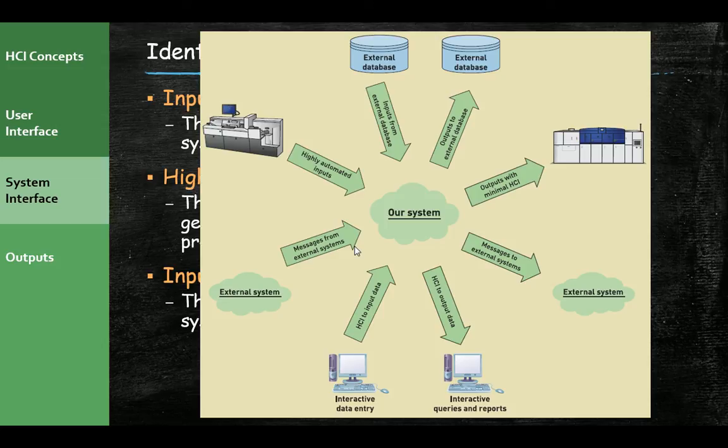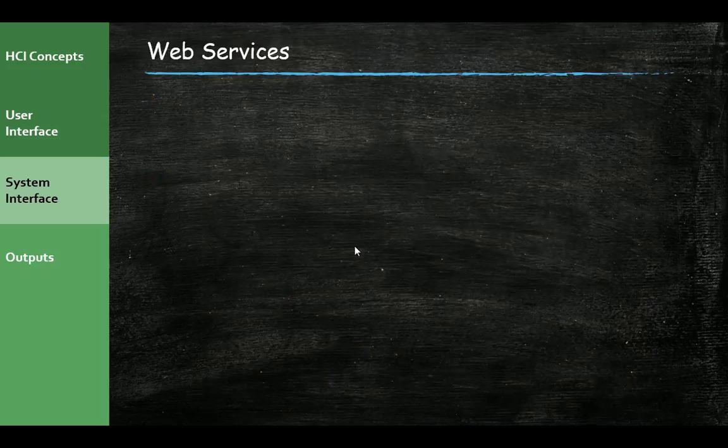So there are lots of different other systems that we might have to interact with. You've got external databases that you might have to interact with. You could have automated inputs from things like scanners. You could have external systems that send messages to our system. Some kind of interactive data entry. You can have messages that we have to send to other external systems. All kinds of different things.